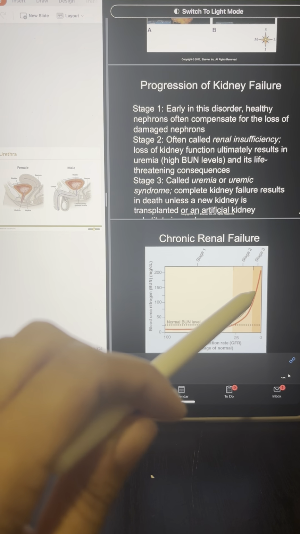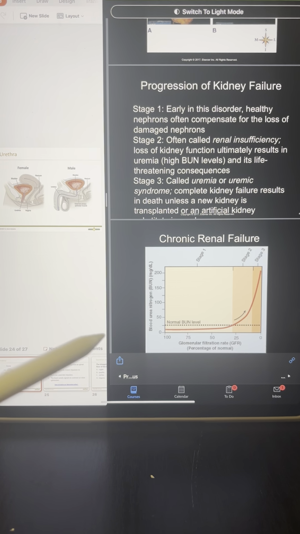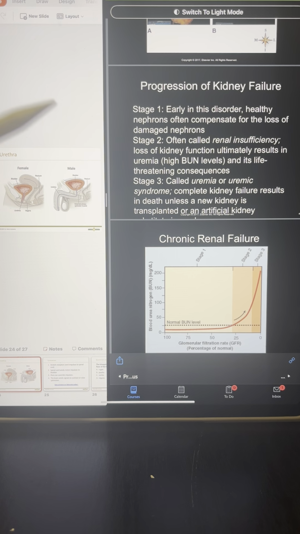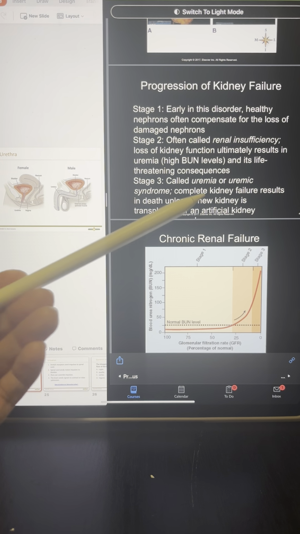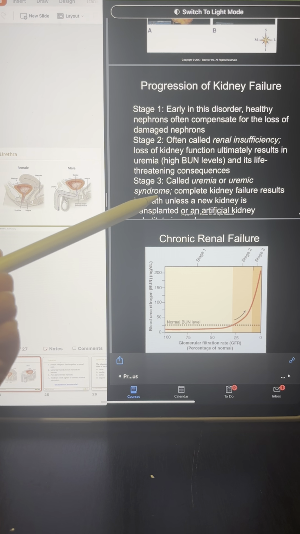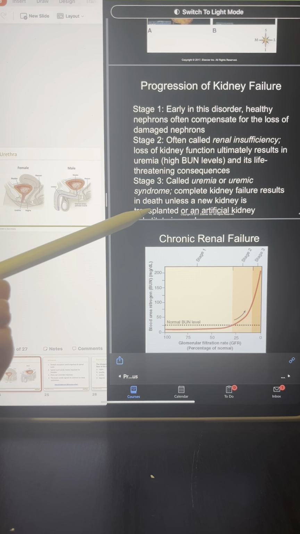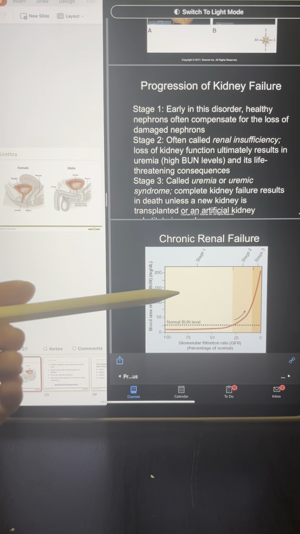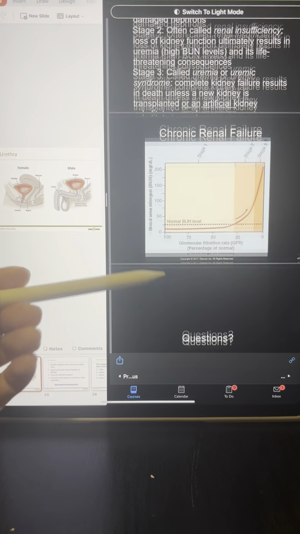Stage 2, often called renal insufficiency, is the loss of kidney function, and ultimately results in uremia with life-threatening consequences. Stage 3 is called uremia or uremic syndrome. Complete kidney failure results in death unless a new kidney is transplanted or an artificial one is given.